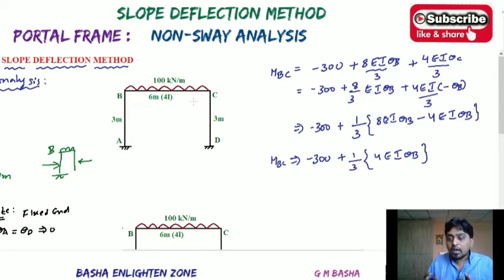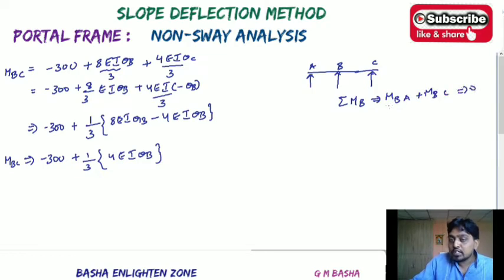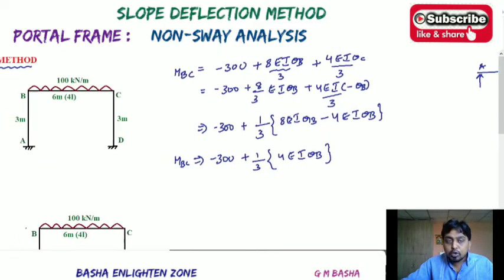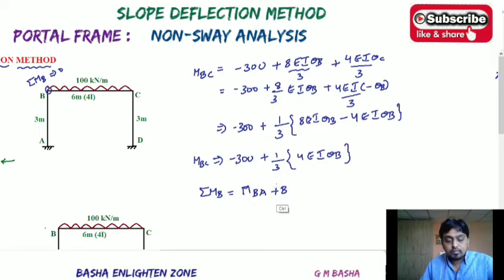In what way? Already while solving continuous beams, we know that at the intermediate supports at the joint, for example, if there is a continuous beam like A, B, C, the sum of the moments at joint B, like MBA plus MBC, will be equal to 0. So this is the condition. The sum of the moments at a particular joint is considered as 0. In the same way, here also, at this particular joint position, consider the sum of the moments at that joint, that is sigma MB will be equal to MBA plus MBC, and that will be equal to 0.